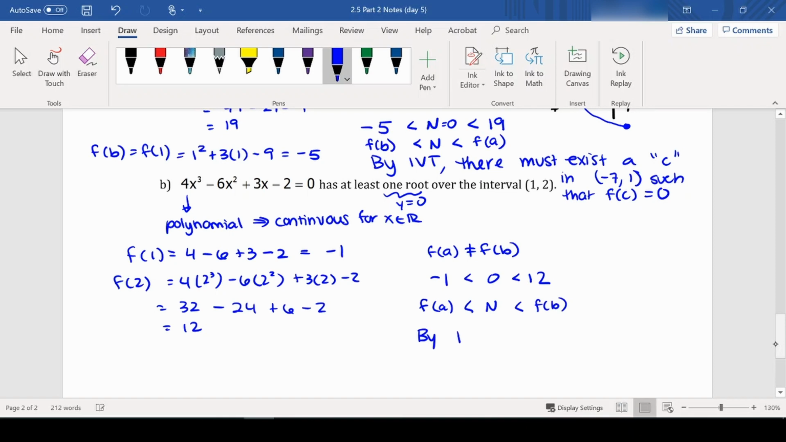So by IVT, there must exist a c in 1, 2, such that f of c equals 0. Again, if you graph these, what you'll see is that somewhere between 1 and 2, you have this gross x-intercept value. And for the other one, somewhere between -7 and 1, you would have to have, again, an x-intercept. Okay, so you could actually graph these and show that this is true as well, but we're using calculus and this theorem to show. Okay, that is all for today.